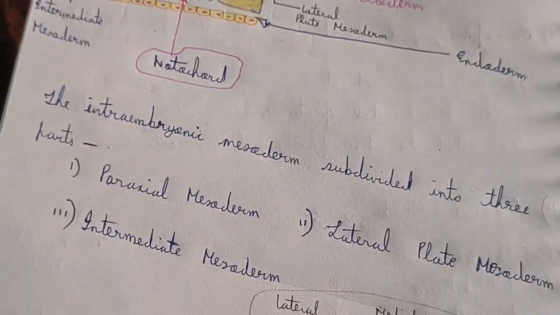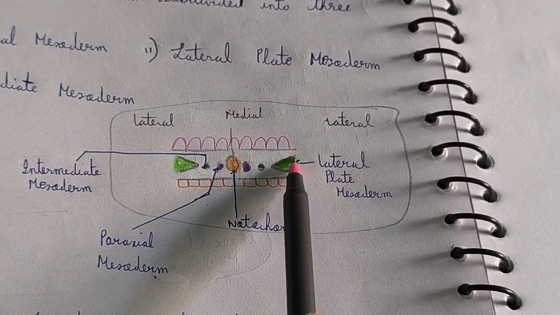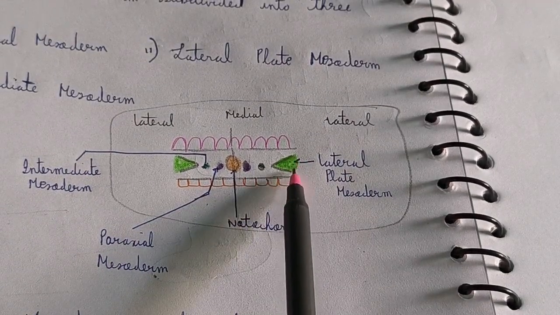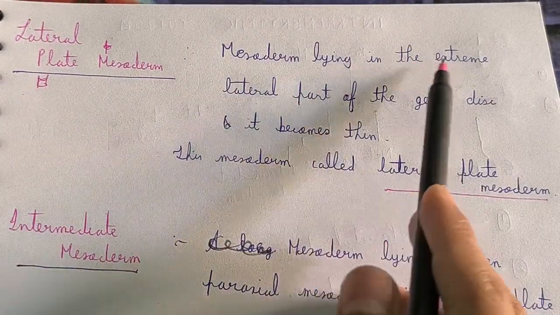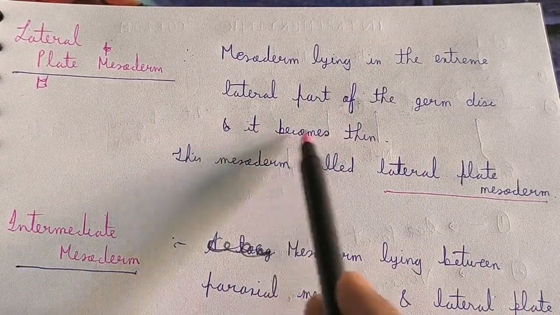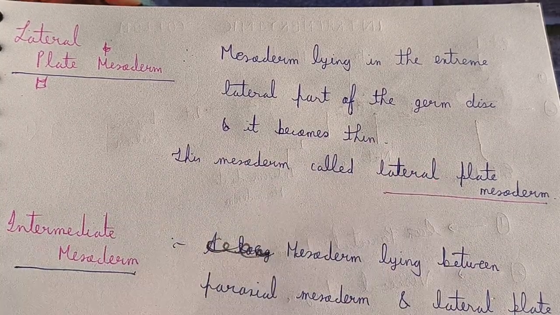See here also. Now in the extreme lateral part, as you know, lateral plate mesoderm is present. So I have written that the mesoderm lying in the extreme lateral part of the germ disc becomes thin, and that mesoderm is known as lateral plate mesoderm.